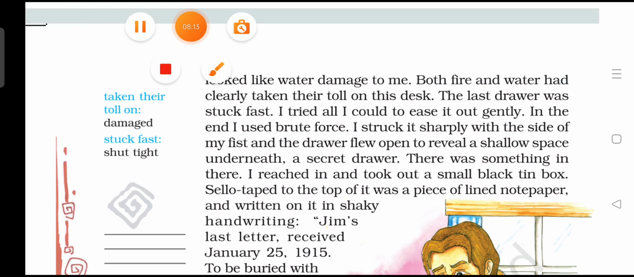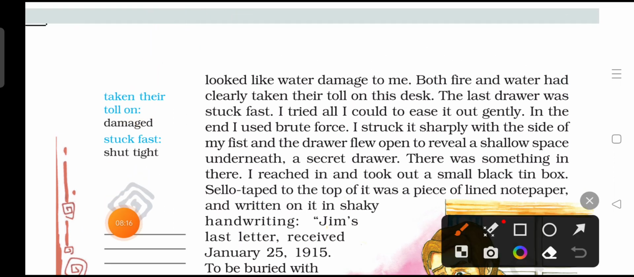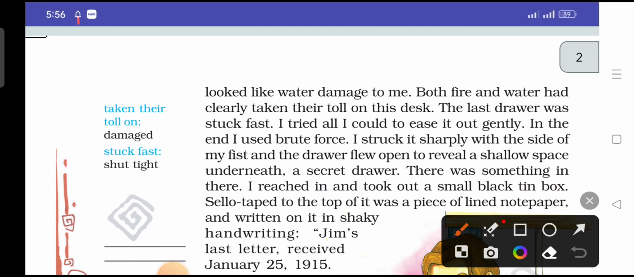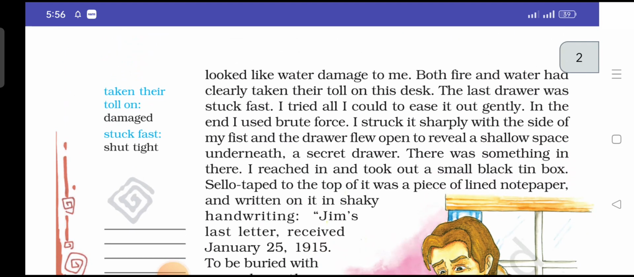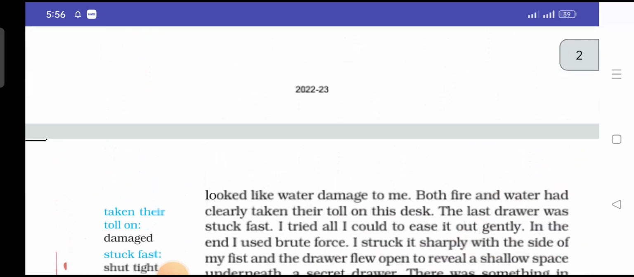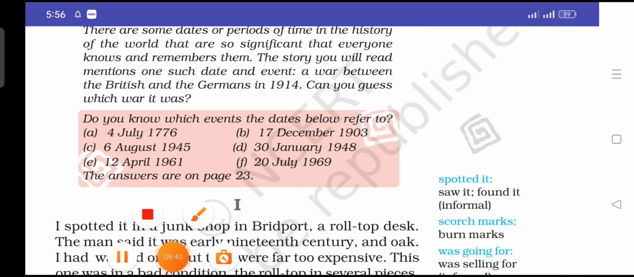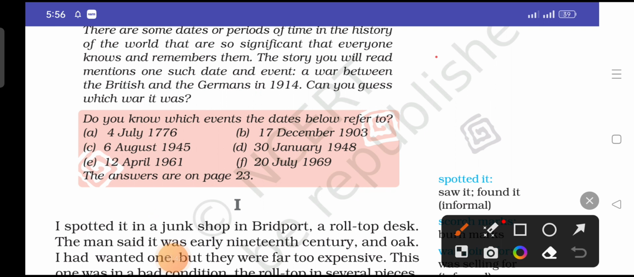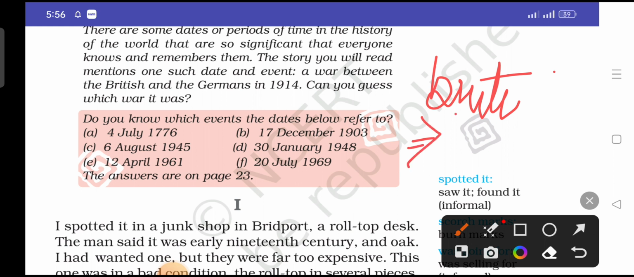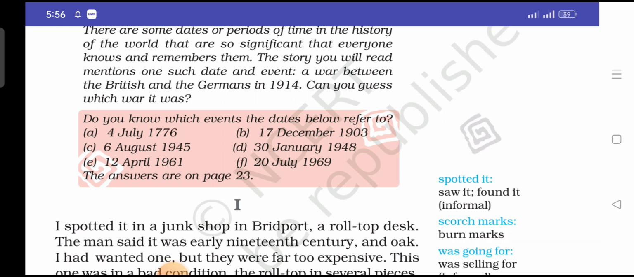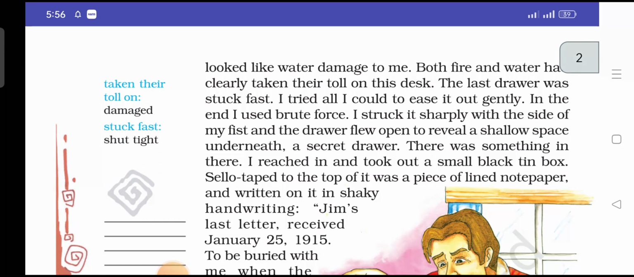What is the meaning of brute force, dear students? Sometimes you describe the force of bulls or buffaloes, which they use with their horns, and that force is called brute force. But to describe the brute force, I will not write so much. I am writing a little bit, dear students. See, what is the meaning of brute force? Brute force meaning is power. Putting a lot of power.